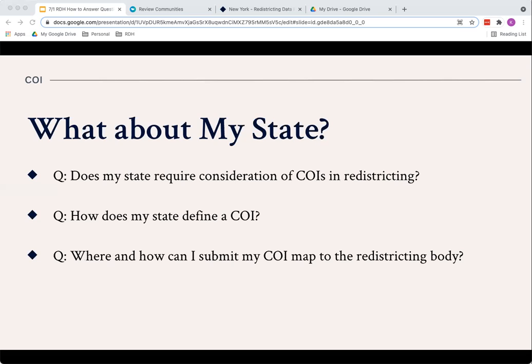So you might be wondering throughout all this, does my state require consideration of communities of interest in redistricting? Or if it does, how do they define a community of interest? And regardless, where and how can I submit a community of interest map to my redistricting body? Well, if you don't know the answer to one or more of those questions, then email us. We can help you, we can direct you to resources and answer many other questions that you might have about the process.